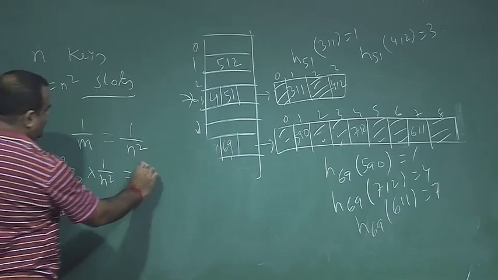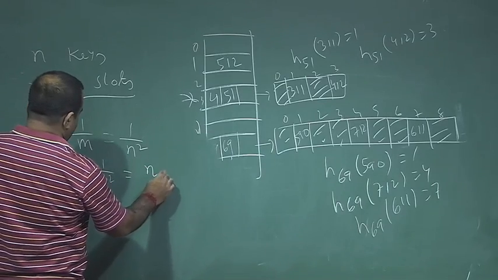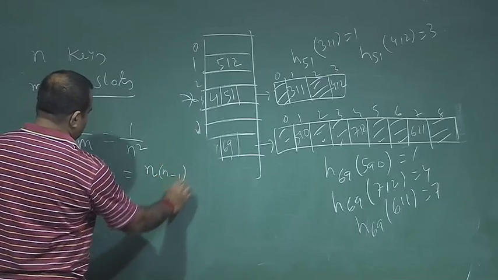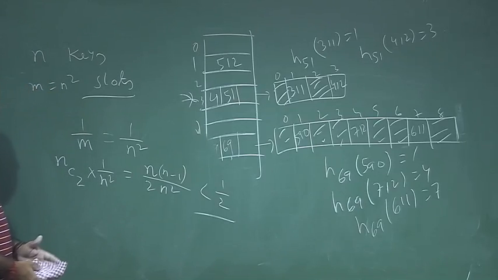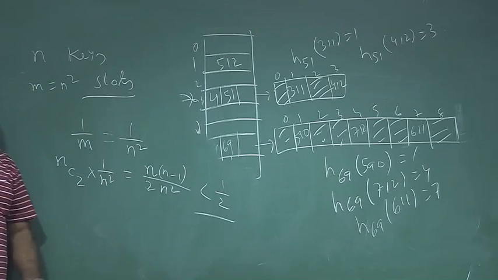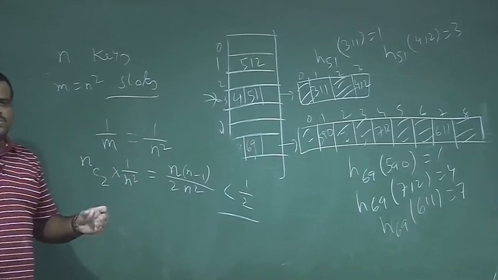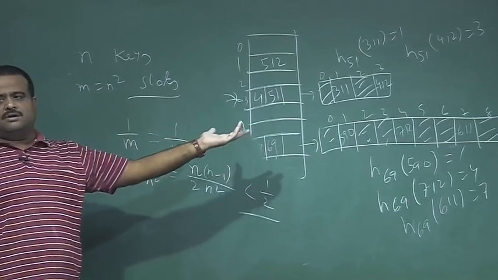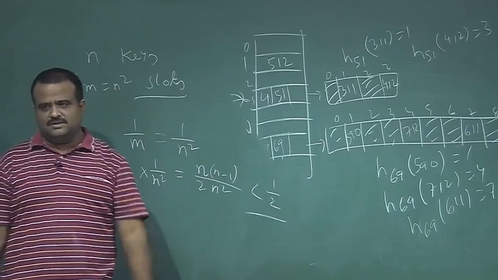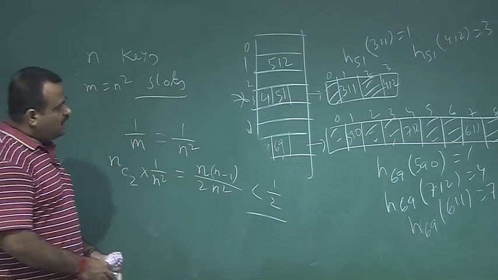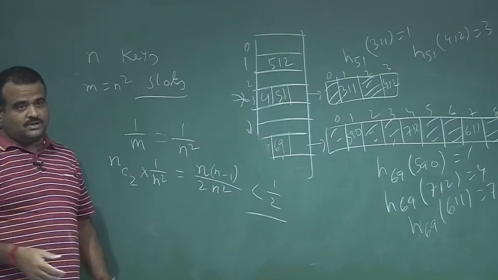So, this is basically n into n minus 1 by 2 in n square. This is less than half. So, we cannot even expect one collision. The expected number of collisions is even less than half, because we see here we have 9 slots and we are storing only 3 keys. So, collision is nil actually, if our hash function is a uniform hash function, it will distribute the keys uniformly among the slots.